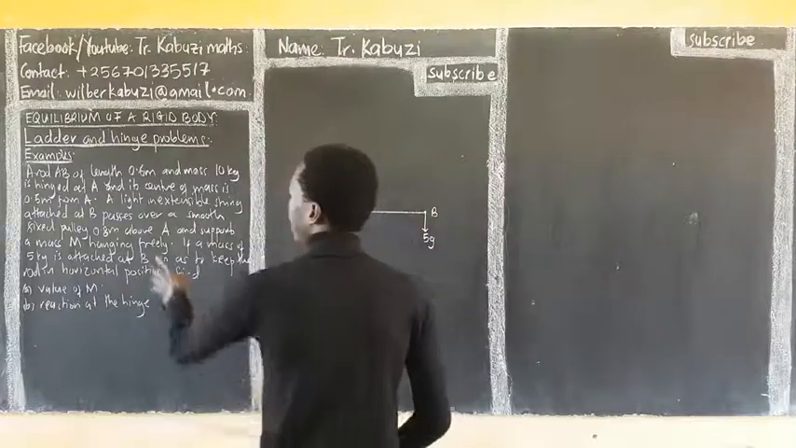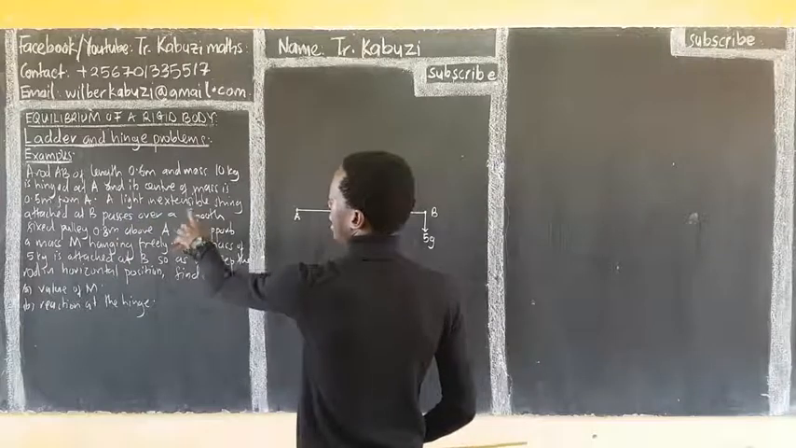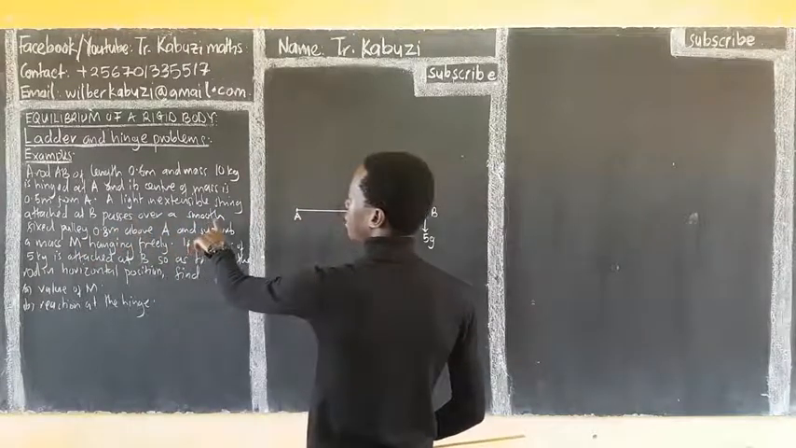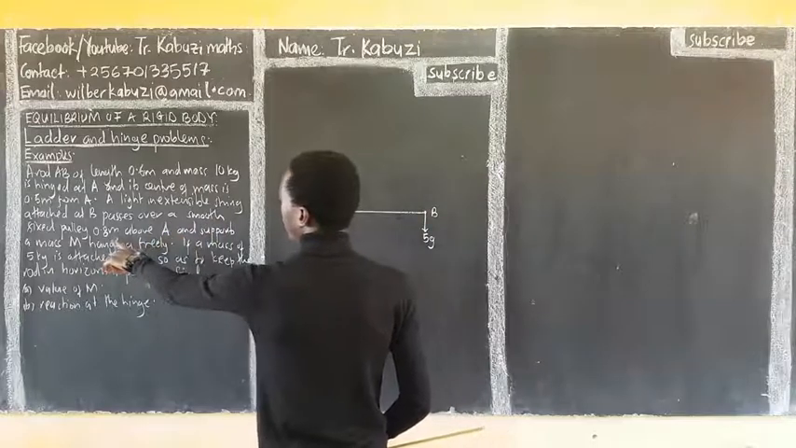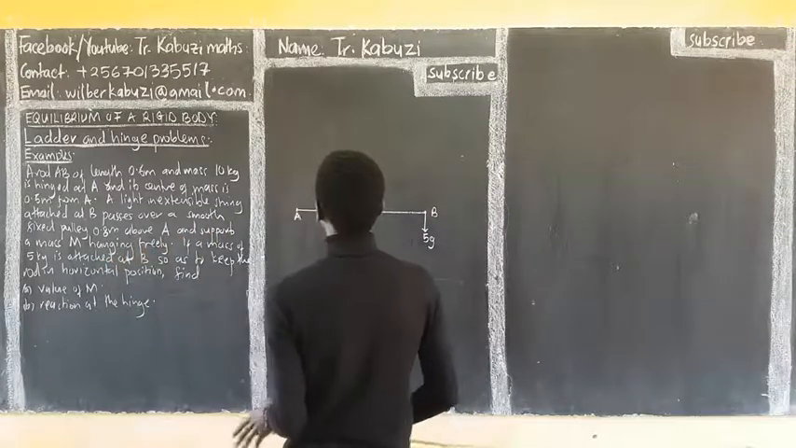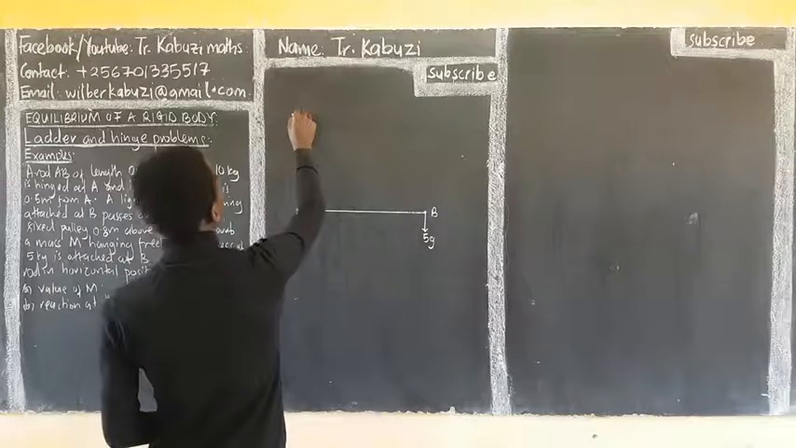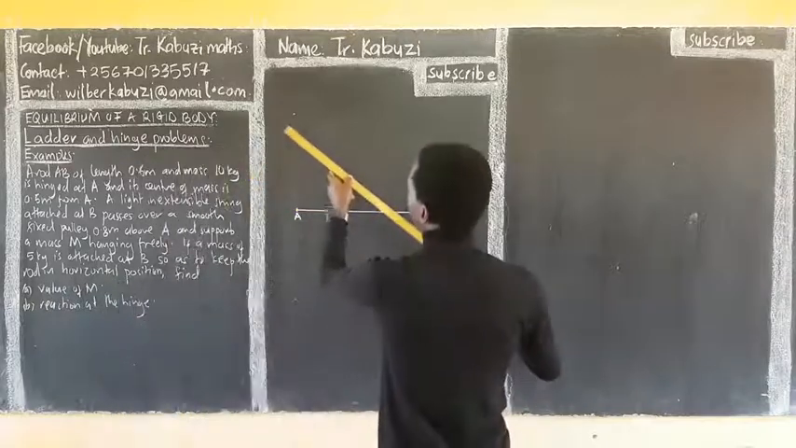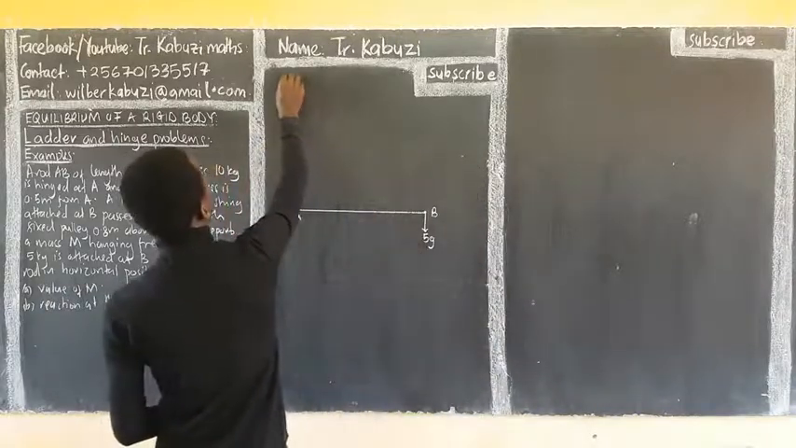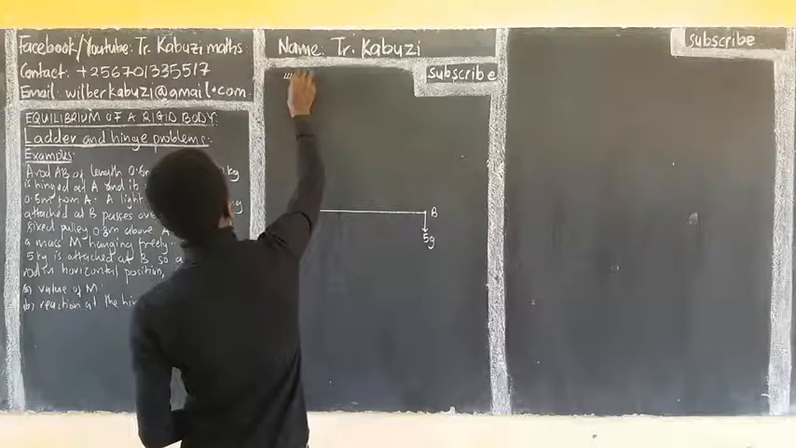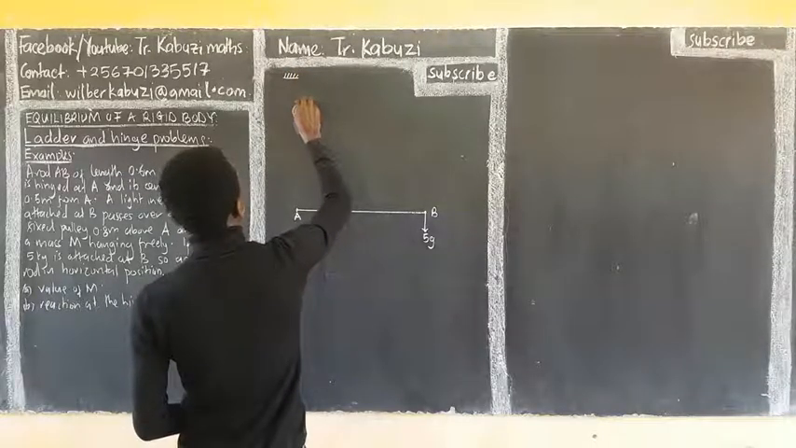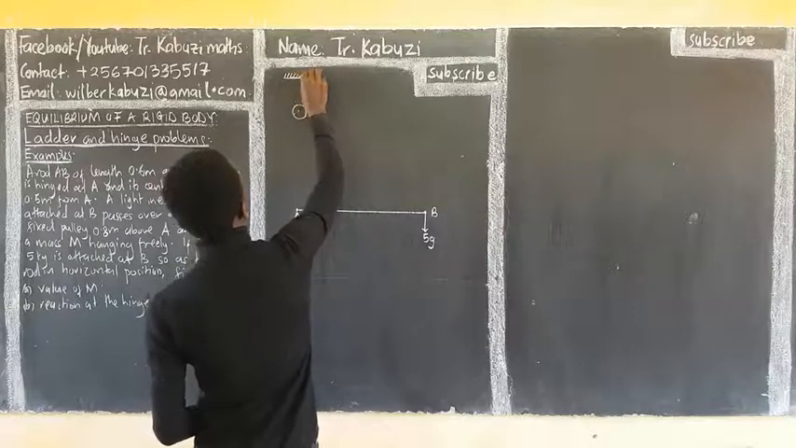Now they're telling me that a light inextensible string is attached at B and passes over a smooth fixed pulley 0.8 meters above A. So above A we have a pulley. Of course, this one is fixed. We have a pulley fixed there above A. So that's going to be our fixed pulley.